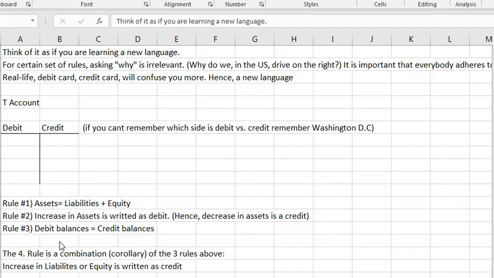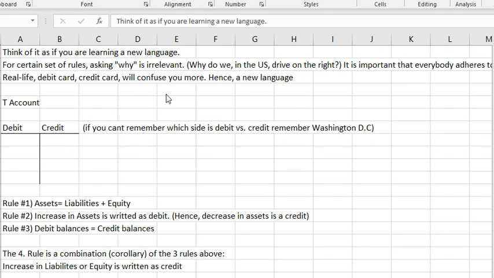The third rule is at any point in time, the debit balances are going to be equal to credit balances. And the fourth and last rule is a combination of the three rules above, which is increase in liabilities or increase in equity is written as a credit. As a result, decrease in liabilities or decrease in equity is going to be written as a debit.